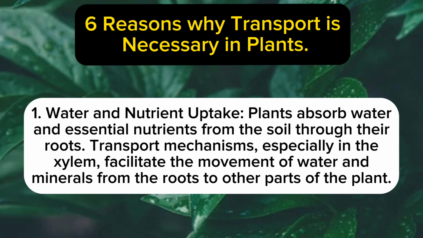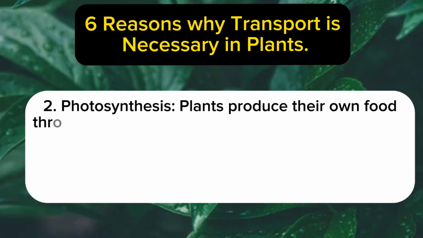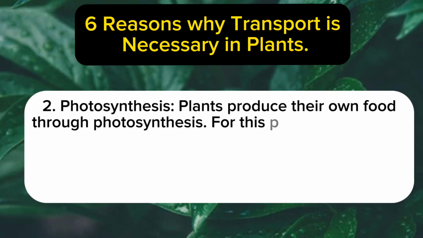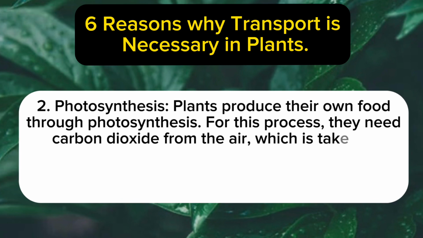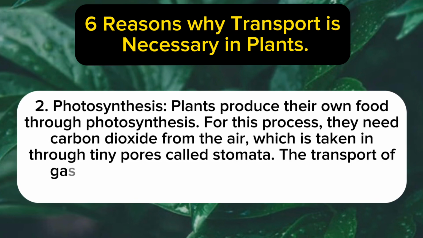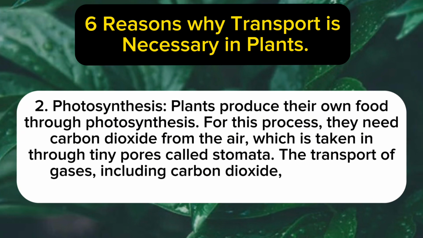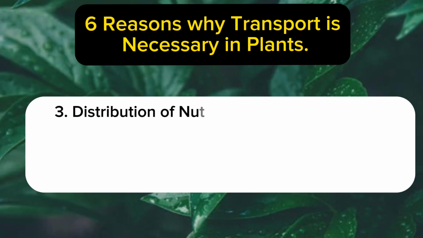Second reason why transport is necessary in plants is for photosynthesis to take place. Plants produce their own food through photosynthesis. For this reason, they need carbon dioxide from the air, which is taken in through the tiny pores called stomata. The transport of gases, including carbon dioxide, is crucial for photosynthesis to occur in the leaves. So transport is necessary.